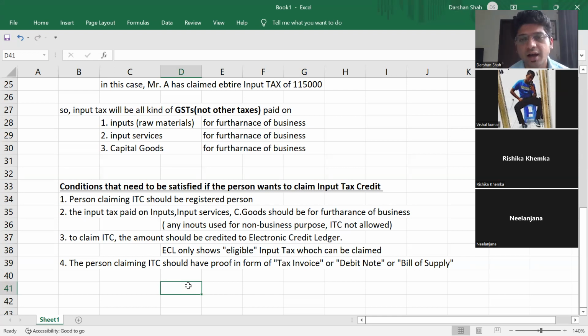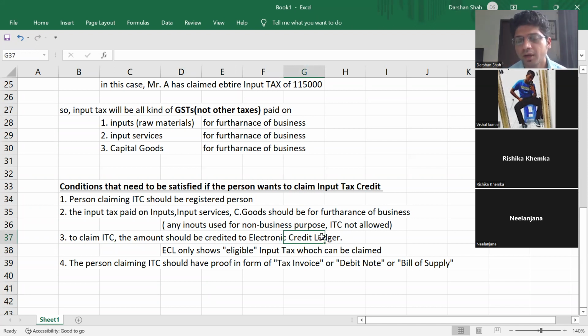So in this case, Mr. A, the example that I took, Mr. A purchased wood worth 1 lakh at 18% for producing benches, and he also purchased wood worth 30,000 for producing furniture at home. Now both taxes that he has paid are input taxes now, but eligible input tax is what? Only for the benches. So only that amount, 1 lakh into 18%, only that amount will be credited to electronic credit ledger.